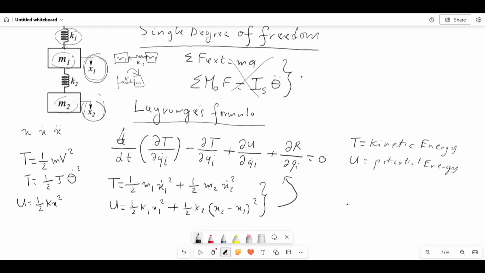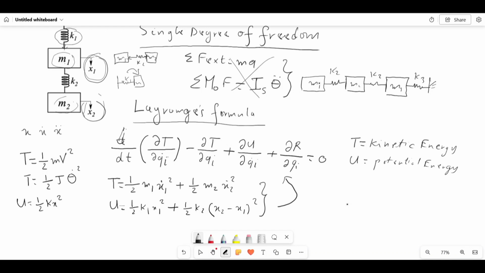Okay, this is what I'm trying to do. I have this mass here, M1. I have this spring. I have this mass here, M2. I have this spring. I have this mass here, M3. Okay, let's say I'm here. I also have a spring and I have a support here. I call this one K1. I call this one K2. I call this one K3.